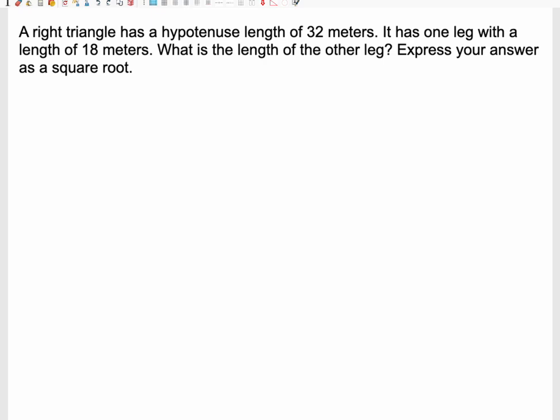One more. A right triangle has a hypotenuse length of 32 meters. It has one leg with a length of 18 meters. What is the length of the other leg? So, guys, they don't give you a picture. Draw one if it helps. I usually will. There's my right angle. They say the hypotenuse is 32. They're telling me that's the long side, 32 meters. They're saying one leg is 18 meters. Does it matter which one I mark as that leg? I could have marked 18 here. It doesn't matter. Your triangle doesn't have to be to scale. All right, so now I just need to find the length of the other leg.